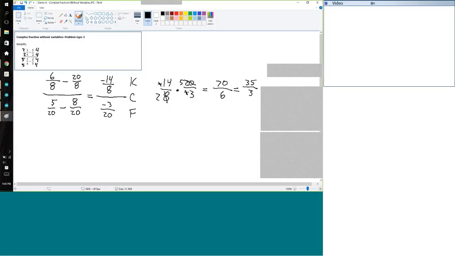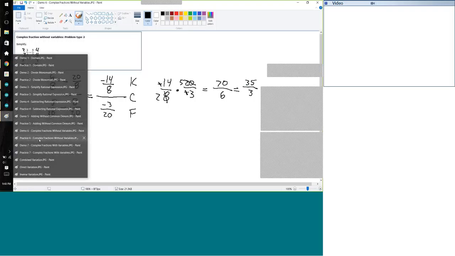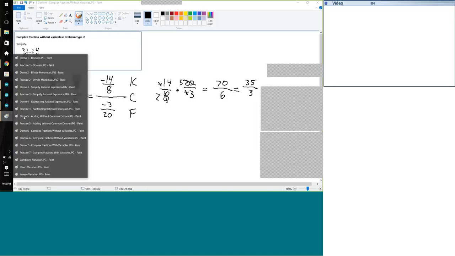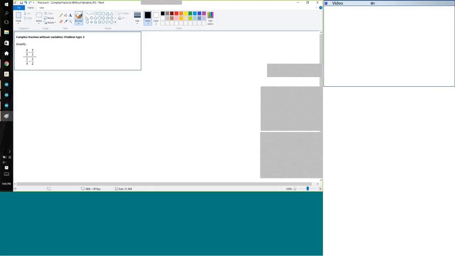Where's my mouse go? There it is. Let's move on to the practice problem here. If my computer will cooperate. Oh, come on. There we go. Let me know if you have any questions.